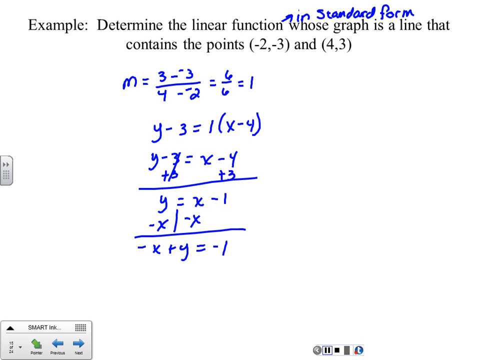Now let's see how good your memories are. Is this standard form? Beth? You cannot have a negative leading coefficient. You can't have a negative x. Standard form actually has 3 rules. 3 rules for standard form. Number 1, and you'll like this one, no fractions.